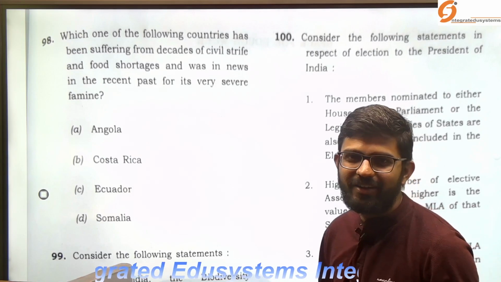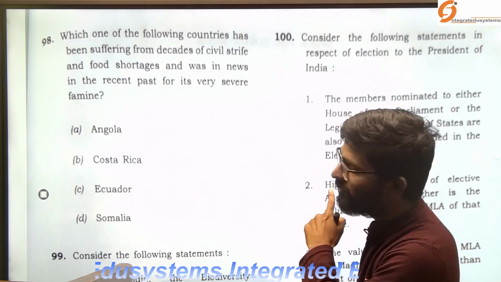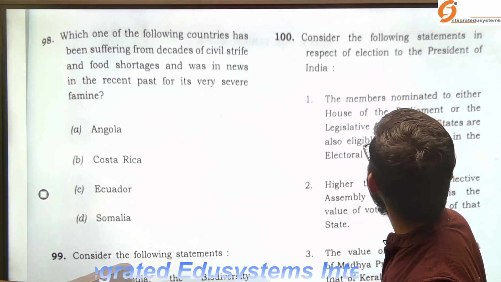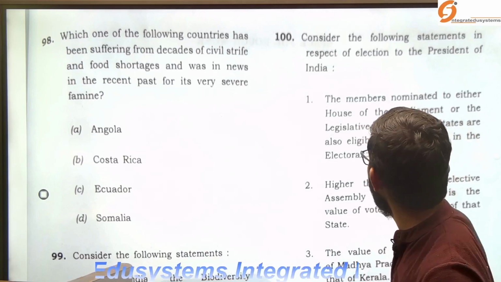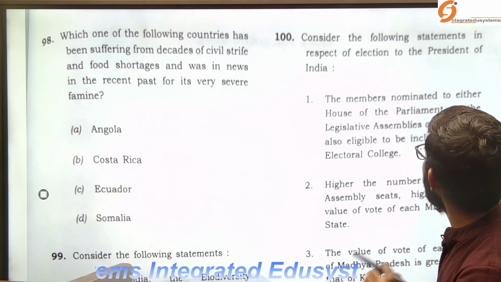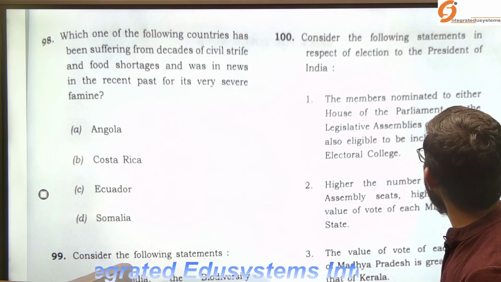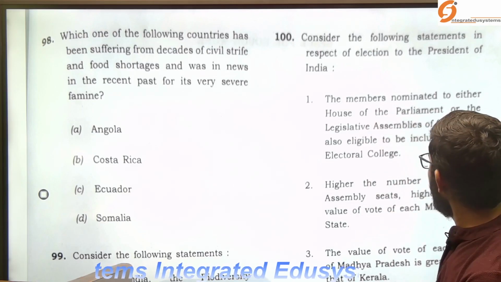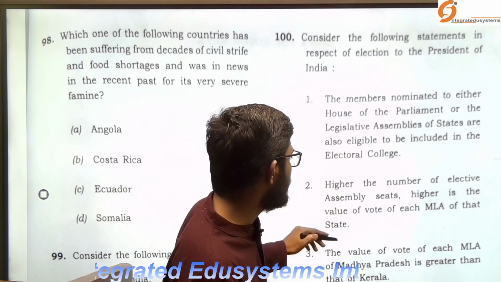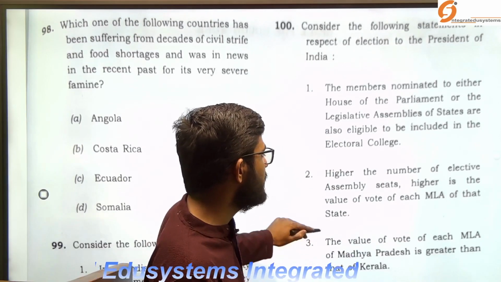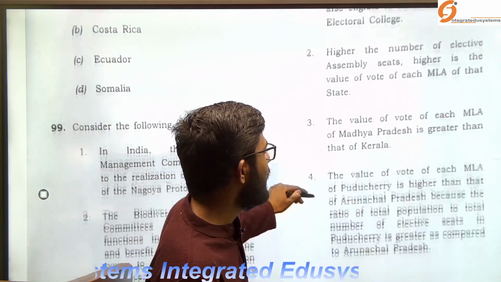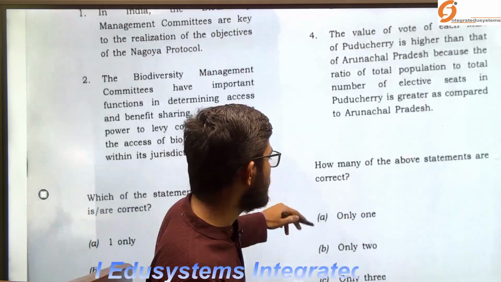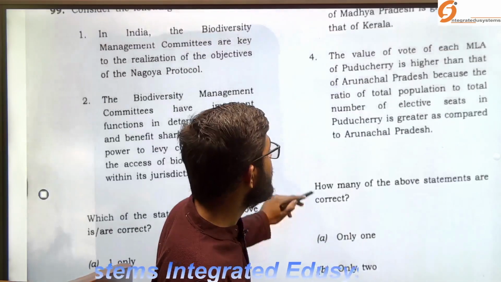Last question. Though the topic, election, seems easy, it was one of the tricky questions, we can say. Consider the following statements with respect to the election of the President of India. The members nominated to either House of Parliament or Legislative Assembly are included in the Electoral College. No, one is wrong. Second, the higher the number of elected assembly seats, the higher is the value of the vote of each MLA. No, wrong. The value of the vote of each MLA or MP is greater. No. The value of the vote of each MLA is higher than Arunachal Pradesh. Wrong. So the correct is basically 4.